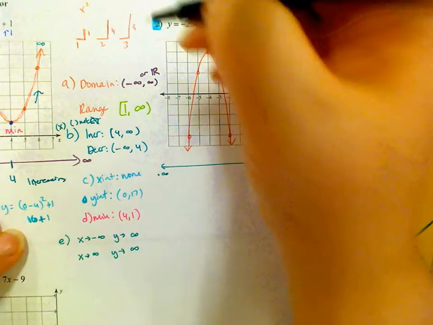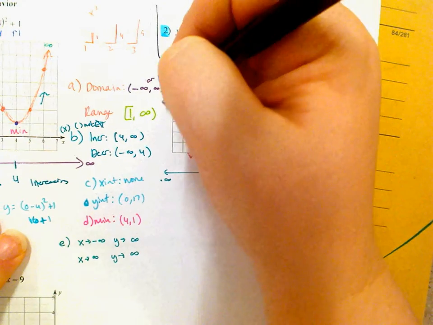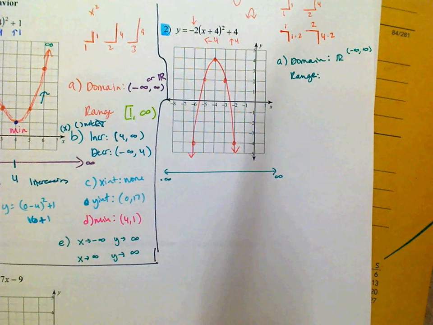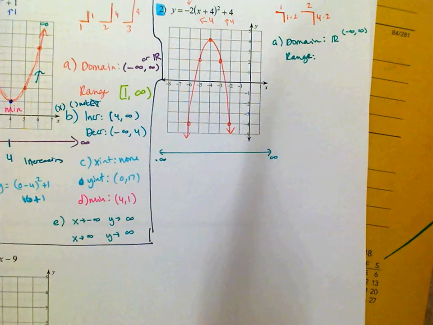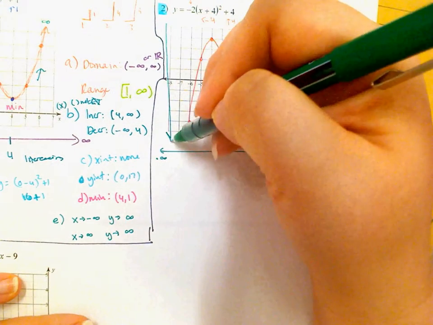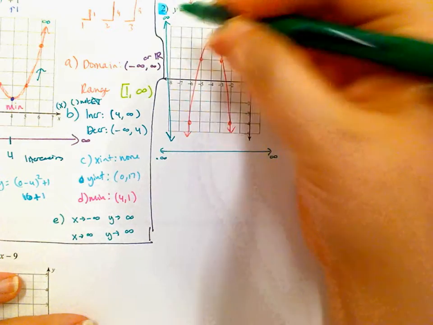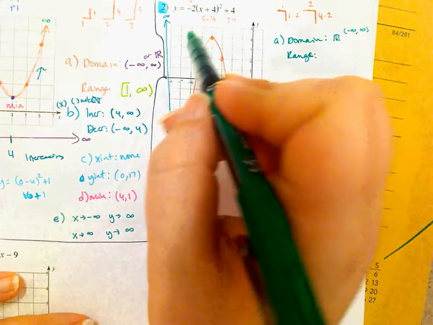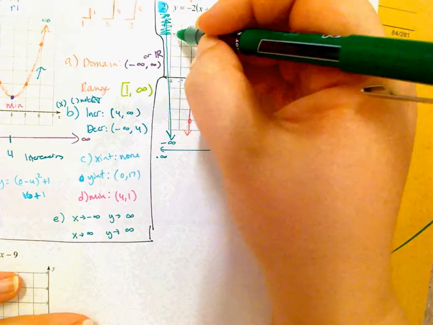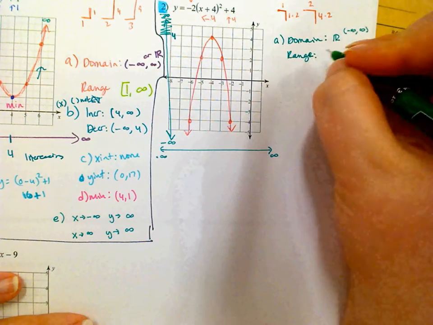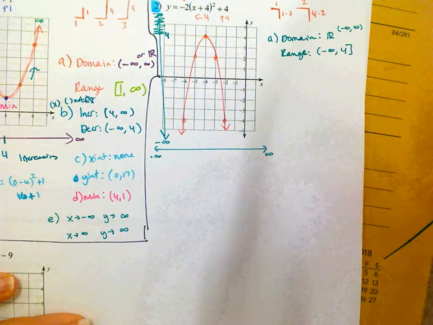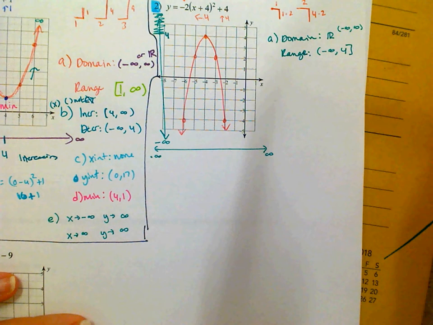I'm going to partition this off. Okay, range is up and down, so I've got positive infinity, I've got negative infinity, and I see that this is where I actually stop being defined, okay? So it looks like the highest we go is 4, so my range is negative infinity to positive 4. And remember, we always go low to high, not high to low. So the low number to the high number.